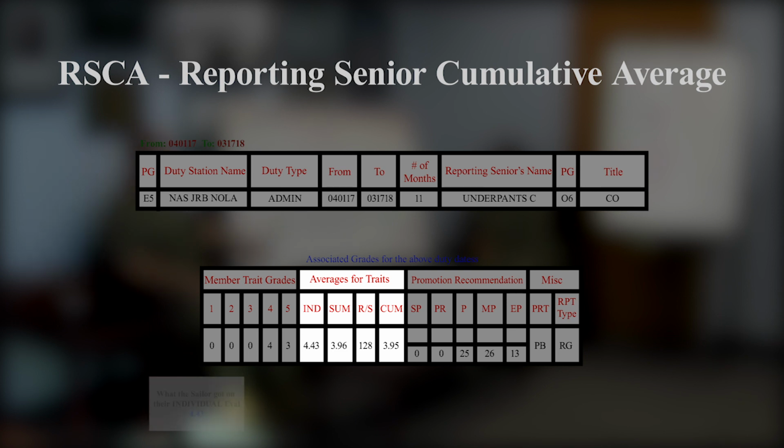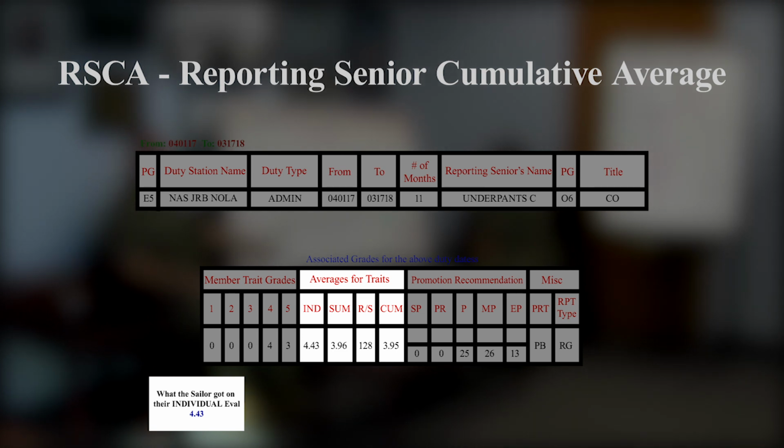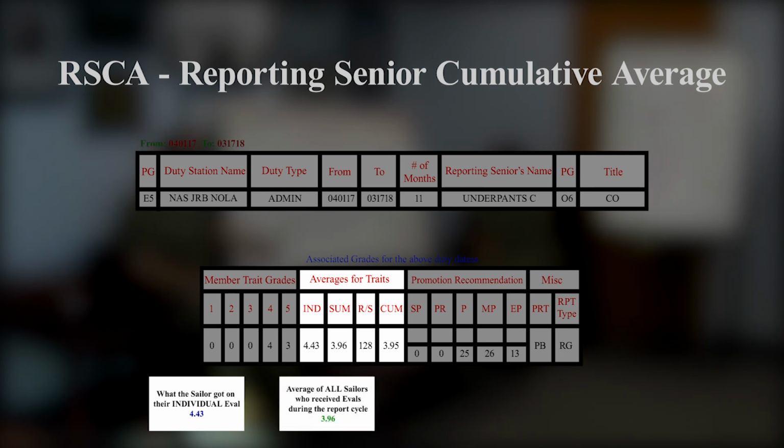So this is the summary of the individual traits of this person, the E5, all right? This is what they got on their eval, a 4.43. And they're ranked against their peers. So their peers average, from the bottom promotable or even the significant problem to the number 1 EP, the average of all those evals came out to be a 3.96. So as you can see, this individual is above the average of the command, all right?